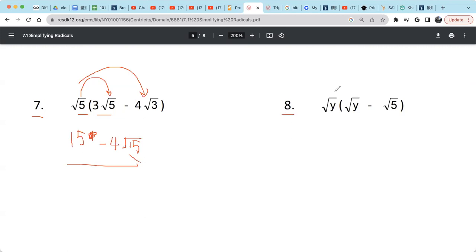Let's see 8. We need to distribute square root of y, or radical y, into two terms: into y, and into negative radical 5. So multiply those two. By now, we know exactly. Multiplying the square root of y by itself is just y. Then minus the square root of 5 times the square root of y. So I can put them like this, minus the square root of 5y. That's the answer for number 8.